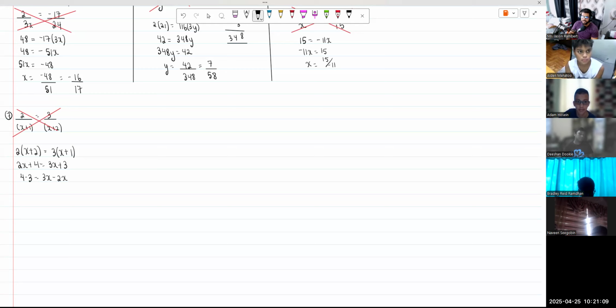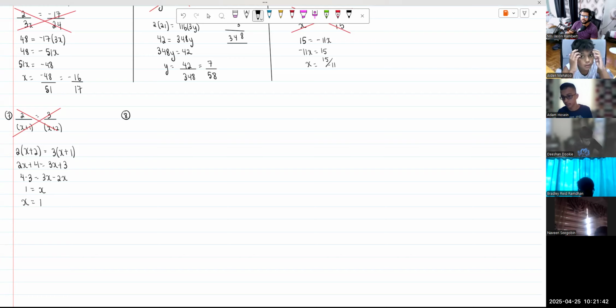4 minus 3 is 1. 3x take away 2x is 1x, or you could just say x. The same way I have 1 is equal to x, I could say x is equal to 1, and I'm done. I don't have to divide by anything now, because I have x is equal to something. Are you seeing that? Are you sure?